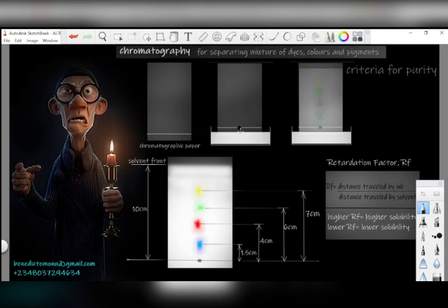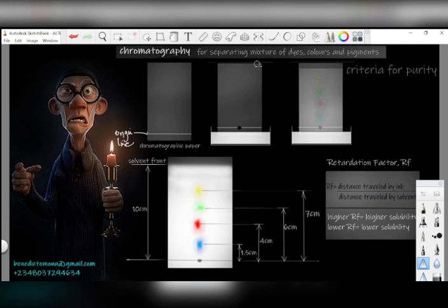So then with a dropper, you add this drop of dye or ink on that datum or that origin line. This line is called the origin, and it is drawn with a pencil.